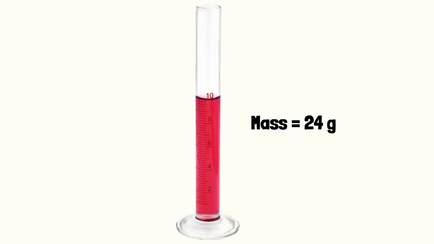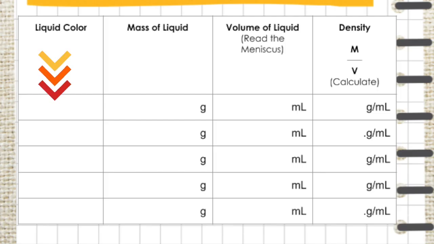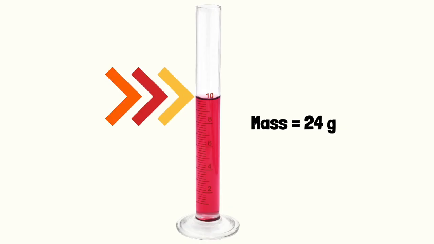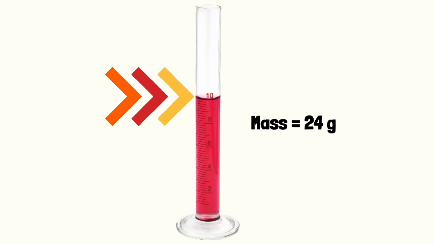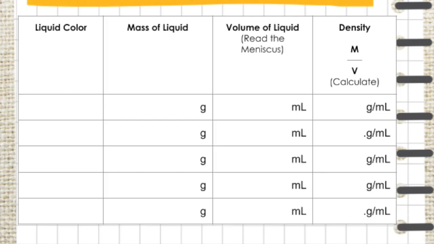Here's the first mystery liquid for you to take a look at. Record the red color in your chart, and then record the mass of 24 grams. So the red would go here, and then the 24 would go here. Next, you're going to look at the cylinder and look at the meniscus, and use that meniscus to determine the volume of this liquid. Then record that volume in your chart.